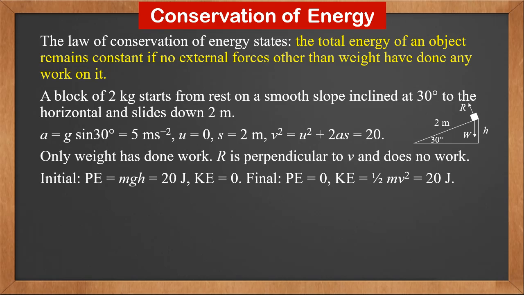In the initial state, PE is mgh, which is 20 joule. KE is 0. The total energy is 20 joule. In the final state, PE is 0. KE is half mv squared, which is 20 joule. So the total energy is also 20 joule. It's unchanged.